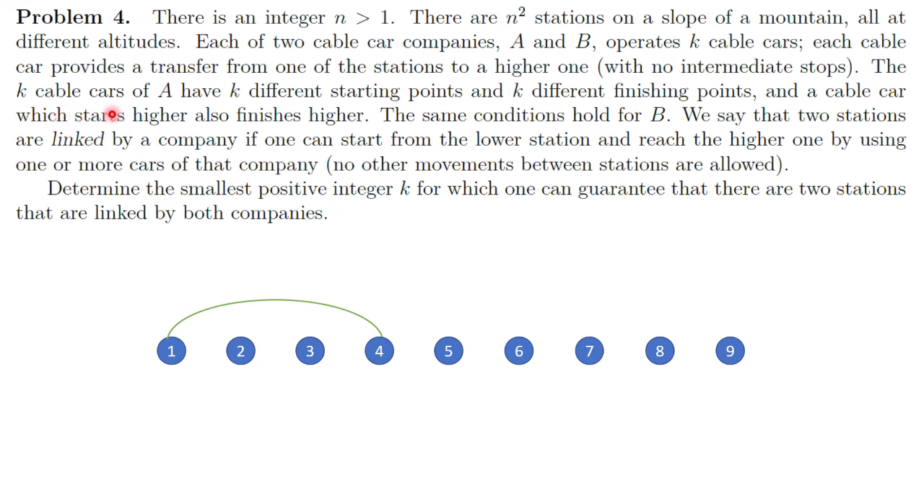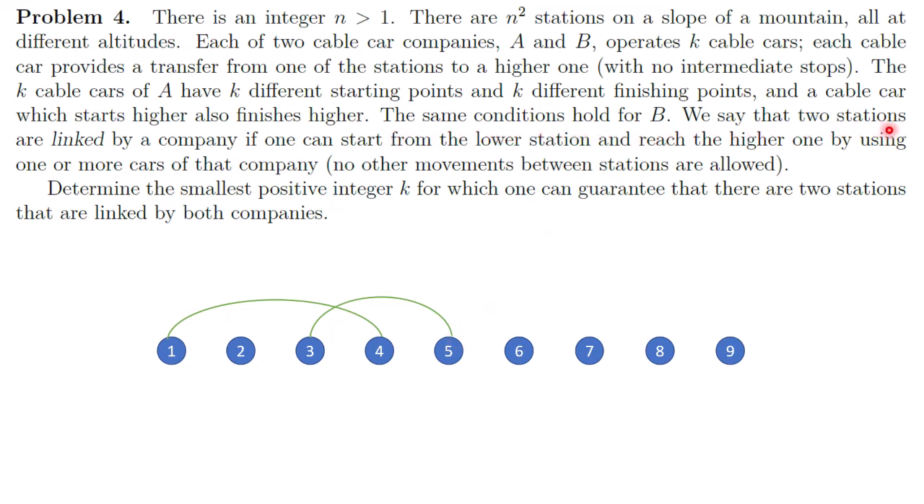The k cable cars of A have k different starting points and k different finishing points. Okay, so keep that in mind. And a cable car which starts higher also finishes higher. So in this case, if we have a cable car from 1 to 4, you cannot have a cable car from 2 to 3. But for example, it's possible to have a cable car from 3 to 5. The same conditions hold for B.